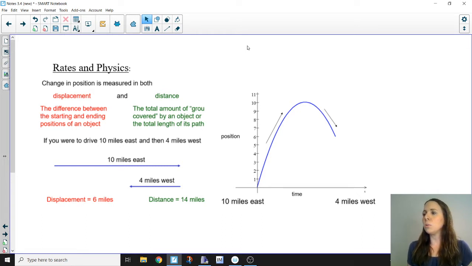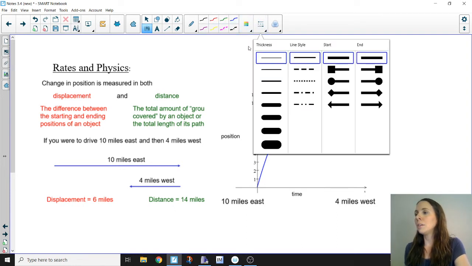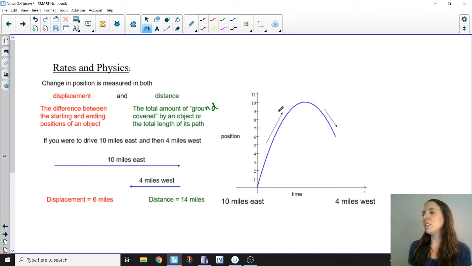Distance is the total amount of ground covered. The N and the D got lost there. That's supposed to say ground covered. Don't know what happened. I love technology. There we go. By an object or the total length of its path.